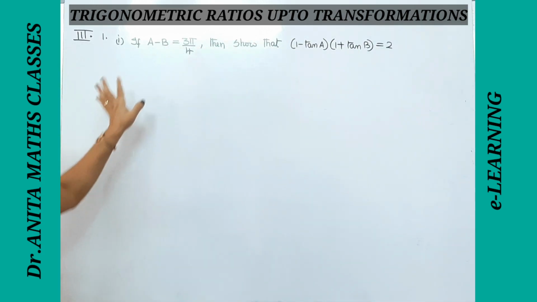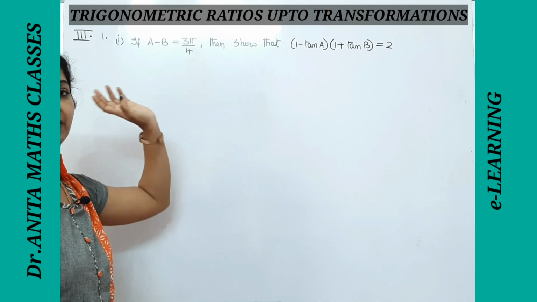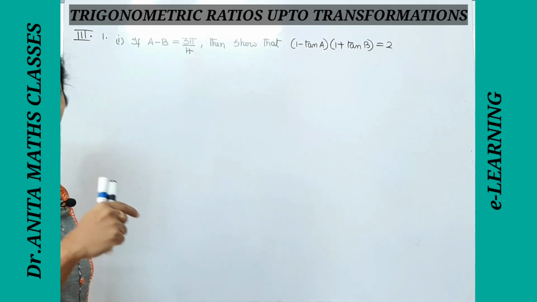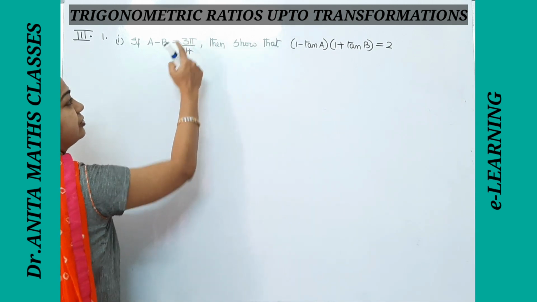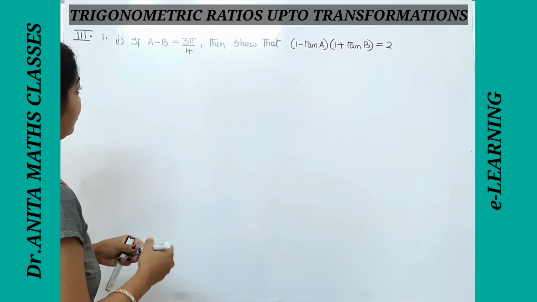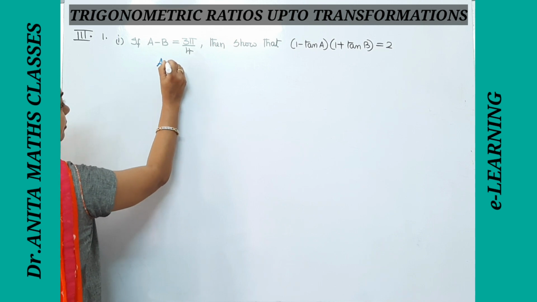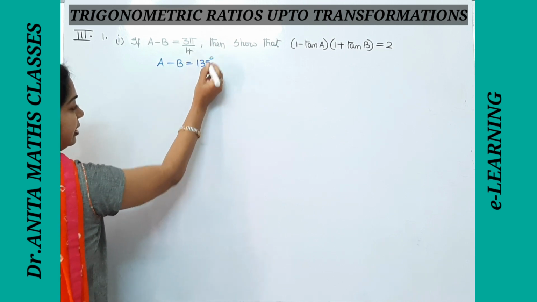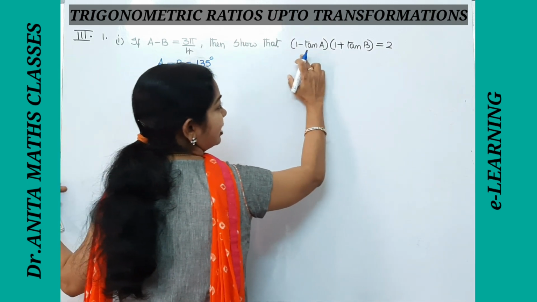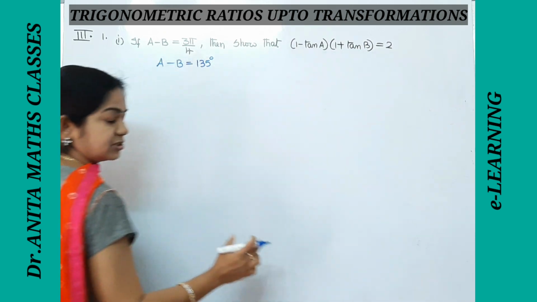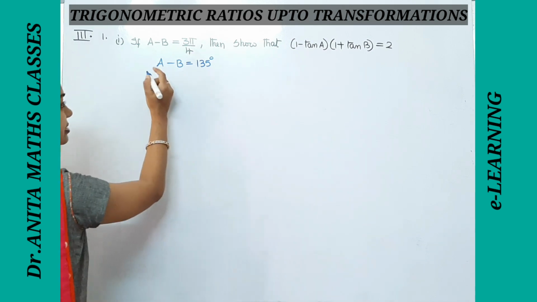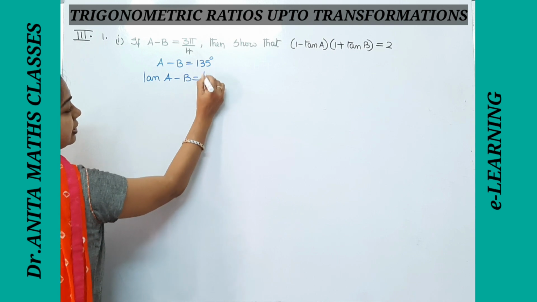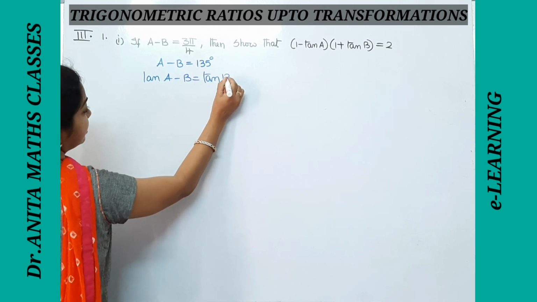Clearly, this is in the radians form, 3 pi by 4. Now pi by 4 is 180 by 4, that is 45. 45 into 3 is 135. So we get a minus b is equal to 135 degrees. Now we have to show this in the form of tans, so let us apply tan to both the sides. Here tan(a minus b) equals tan 135 degrees.